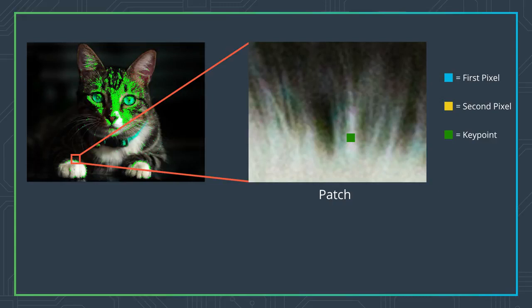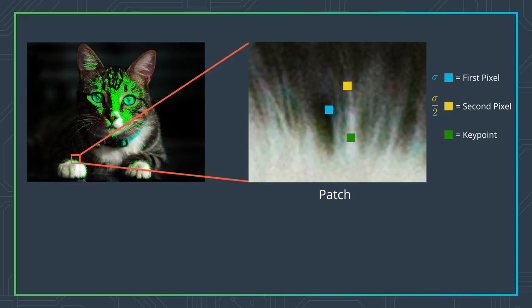The first pixel in the random pair, shown here as a blue square, is drawn from a Gaussian distribution centered around the key point and with a standard deviation, or spread, of sigma. The second pixel in the random pair, shown here as a yellow square, is drawn from a Gaussian distribution centered around that first pixel, and with a standard deviation of sigma over 2. It's been shown empirically that this choice of Gaussians improves the feature matching rates.